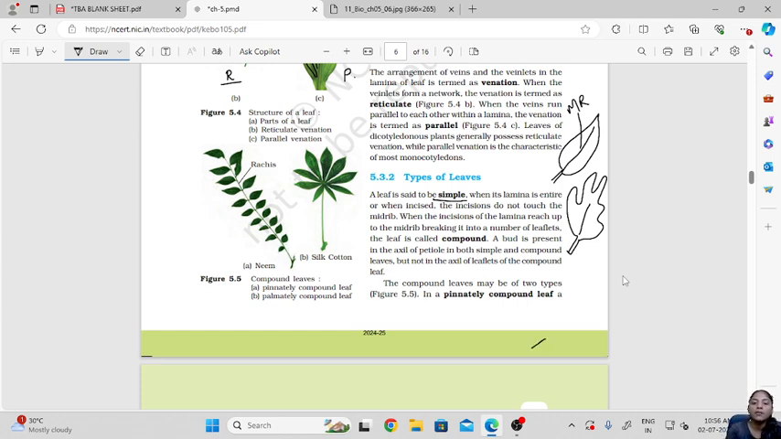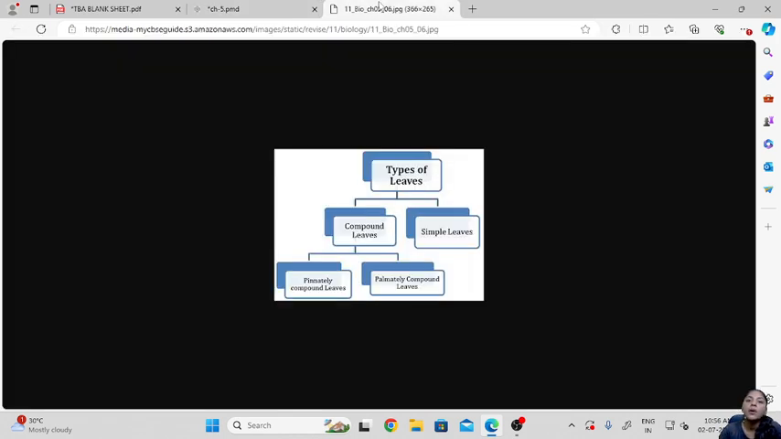For example, if I draw a leaf like this, all these incisions are reaching up to the midrib and it is forming various leaflets. So this kind of leaf is called a compound leaf. As we can see here, the incisions have reached up to the midrib and such a leaf is called a compound leaf. Now in compound leaf there are again two types. The first one is pinnately compound leaf and the second one is palmately compound leaf.